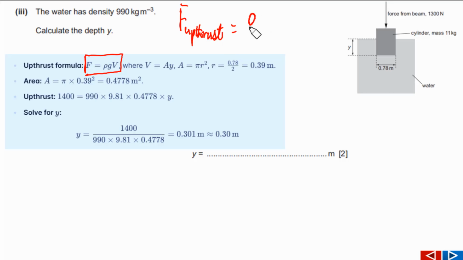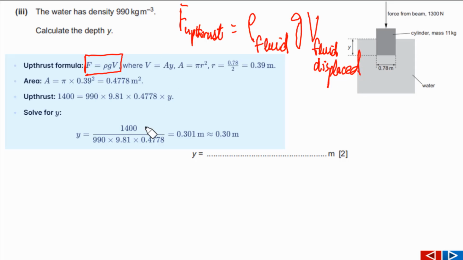So upthrust is equal to rho, this is the density of the fluid. Very important one. Density of the fluid times the value of g times the volume of fluid displaced. This V is the volume of fluid displaced. So this is how you need to understand upthrust. And then just plug in values, you can find out the value of y.